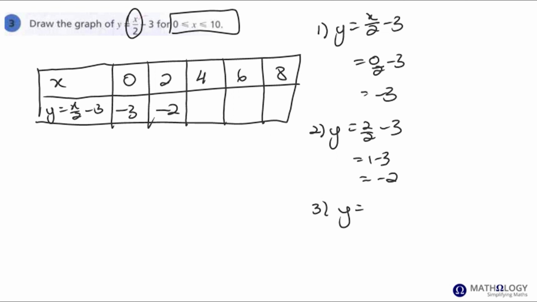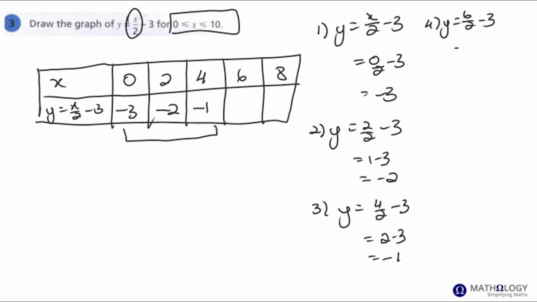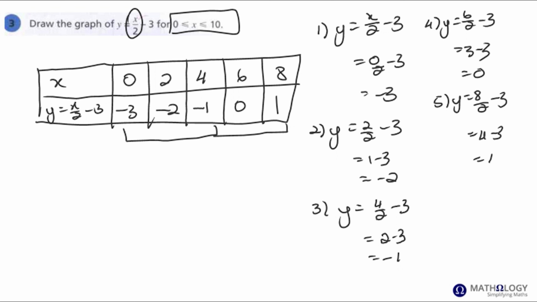Then y equals 4 over 2 minus 3. That's going to be 2 minus 3, which is minus 1. You can already see a pattern developing here. We are adding 1 to the y values, but we're going to check them regardless. Then the next value is y equals 6 over 2 minus 3. 3 minus 3 equals 0. And finally, y equals 8 over 2 minus 3. 4 minus 3 equals 1. You can see that we're adding 1 to all the y values here.